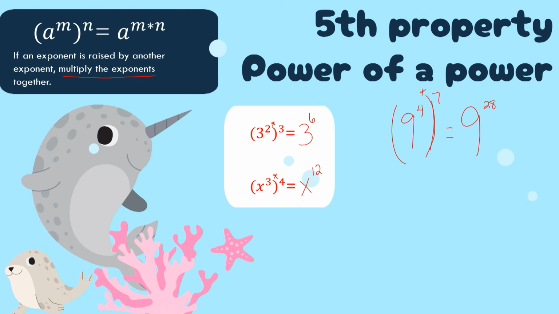So let's try yet one more. Let's say we have y to the 2nd, and we raise it to the 12th. I'm going to keep my base of y, and I'm going to multiply those 2 exponents. 12 times 2 would be 24. And this is our 5th property, the power of a power.